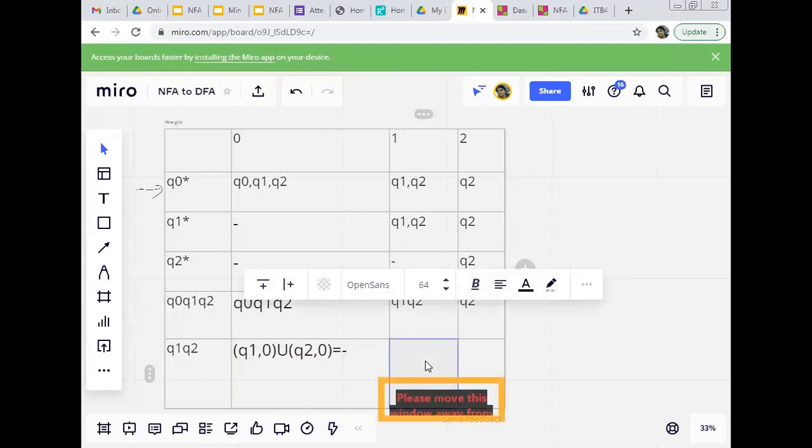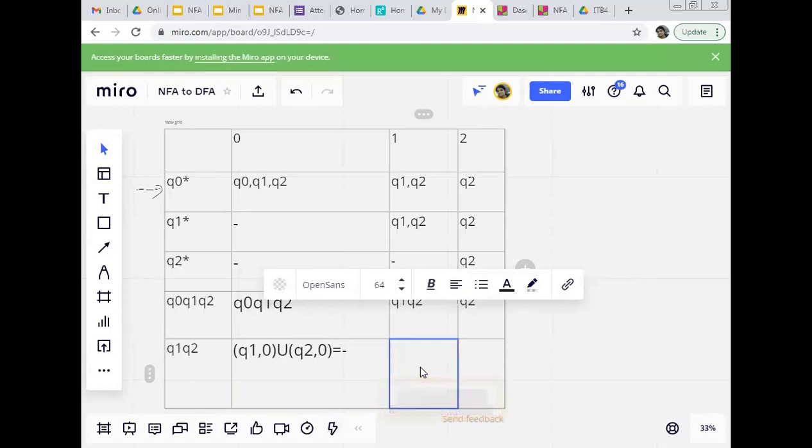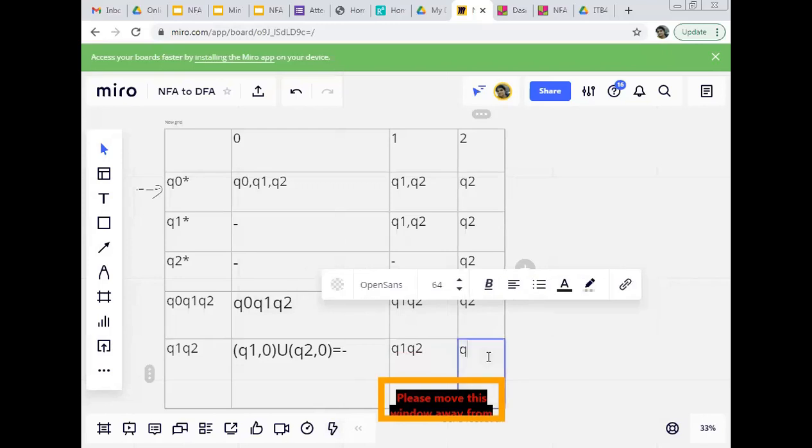Okay. Next, Q1, Q2 on 1. How to find it? Q1 on 1 union Q2 on 1. Q1 on 1 is Q1, Q2. Q2 on 1 is null. So what is the answer here? It is Q1, Q2. Yes, very good. Okay, simple, right? Next, Q1, Q2 on 2. Q1 on 2 is Q2. Q2 on 2 is also Q2. Right? So your answer is Q2.